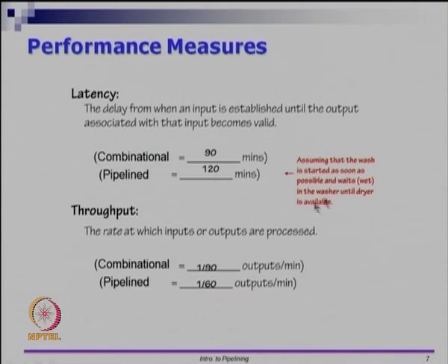So, the assumption is that wash is started as soon as possible and waits in the washer until the dryer is available. If you are allowed to take the wet clothes out, you can actually load it with another set of clothes. So, we are assuming that the wet clothes remain in the washer itself till the dryer is ready. If we make that assumption, then the pipeline system has a latency of 120 minutes. So, latency is from the time when you started the work, how long did it take you to finish the work. So, that is called latency. So, the pipeline systems may add to the latency of the work.